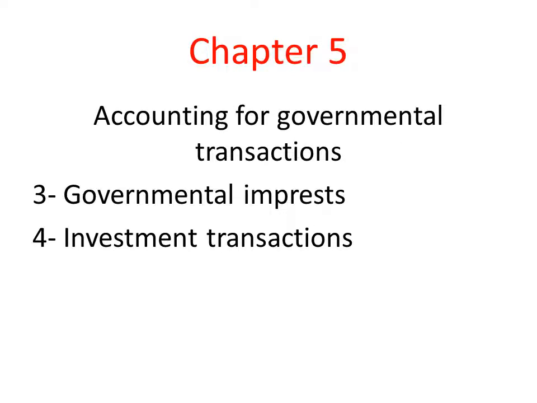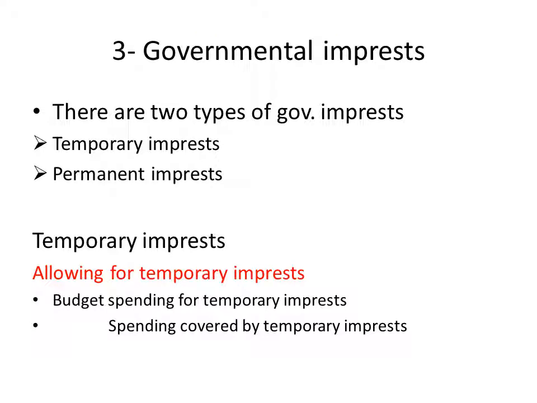In the last video I have explained the first two types of governmental transactions, current payment and current collection transactions, and in this video we will continue with governmental interest and investment transactions. Accounting for governmental interest. We have two types of governmental interest, temporary interest and permanent interest. I'll start with temporary interest.